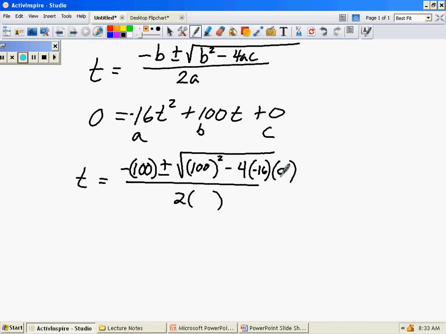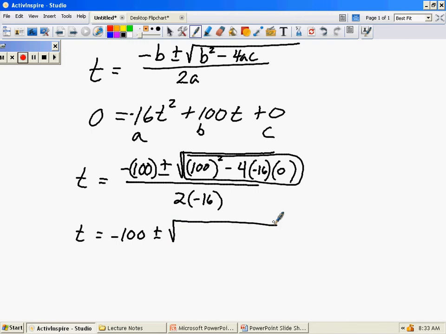Negative 16. Now we are going to be dealing with some pretty big numbers here, but thankfully we're using calculators for all this, so it doesn't make any difference. So first thing we ought to do is go ahead and simplify this. So we're going to do this part in here first. First of all, we're going to do the 100 squared. What's 100 squared? Do it on your calculator to make sure you are sure of that. It's 10,000. 4 zeros.